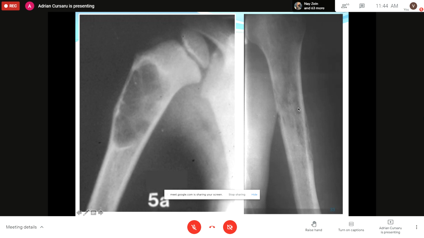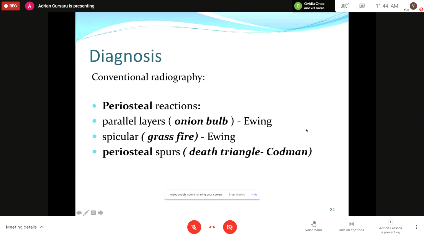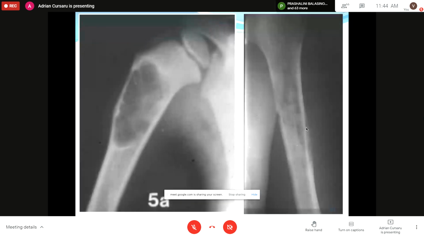Where can you see the periosteal reaction? On the lateral cortex, sorry, here is the periosteum and here is the reaction. Do you agree with me? Yeah.